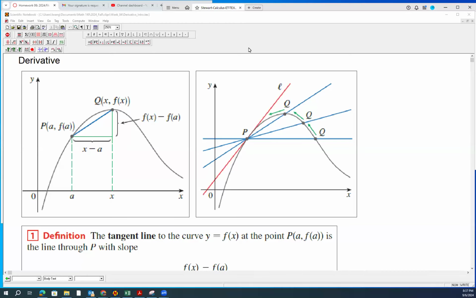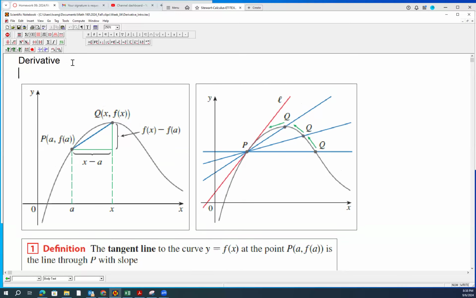Hello, everyone. In this lesson, we're going to talk about the derivative at a point. What is a derivative? What kind of question are we trying to solve by introducing the word derivative?